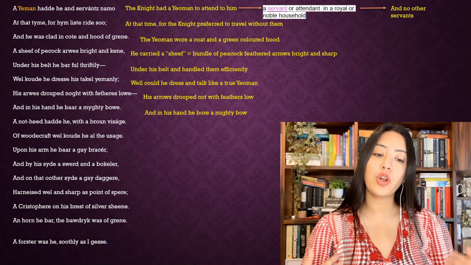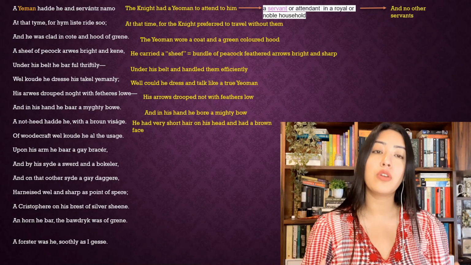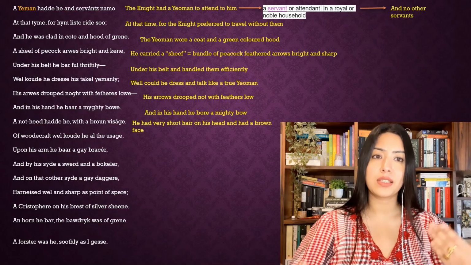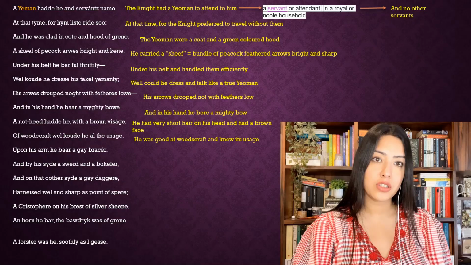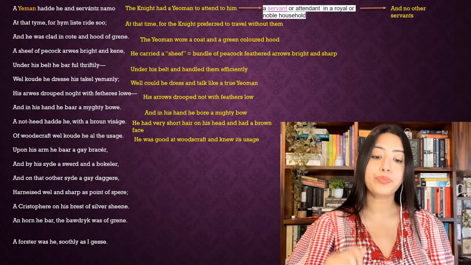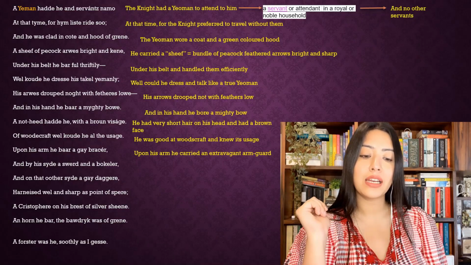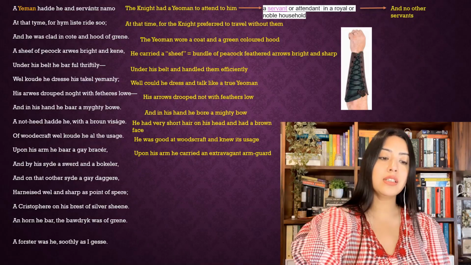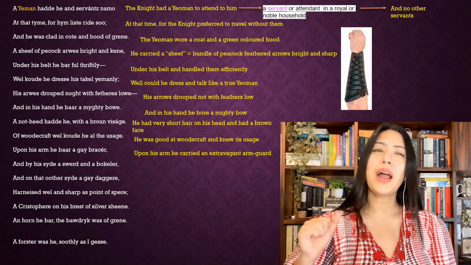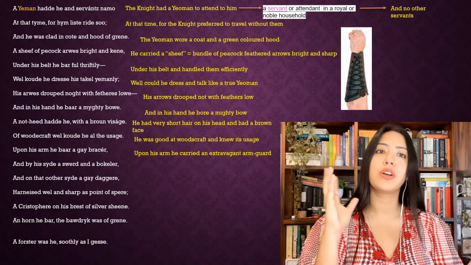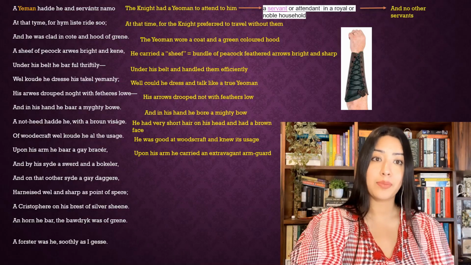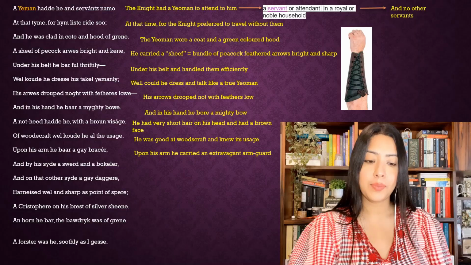He had very short hair, and his head had a brown face. So he's describing the skin color as well. He was good at woodcraft and knew its usage. So that's what he was good at. Upon his arm, he carried an extravagant arm guard. So this is an arm guard. I'll just show you. Nowadays when you ride bikes also you have gloves, right? It's some kind of a glove for protection. So that's an arm guard.